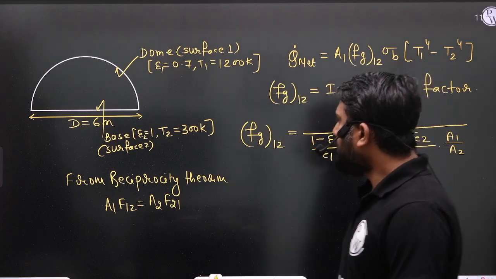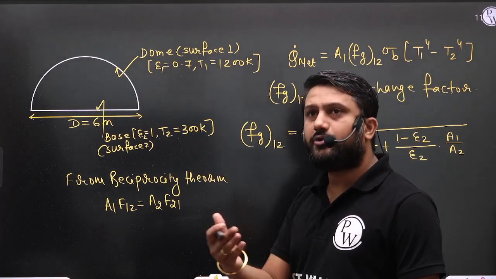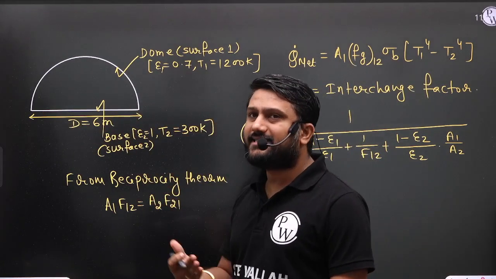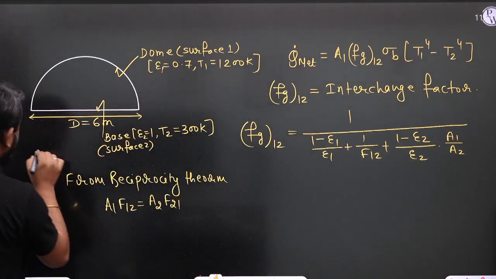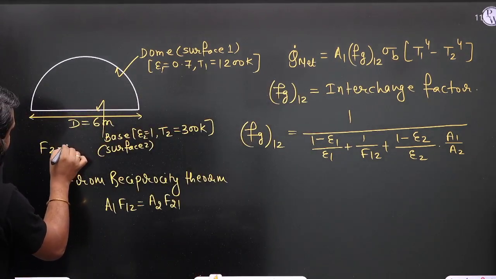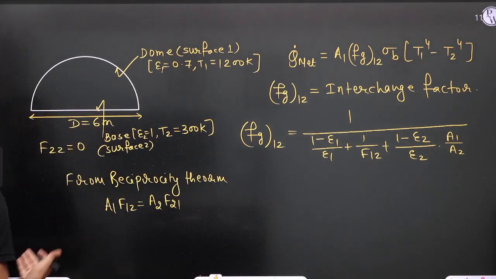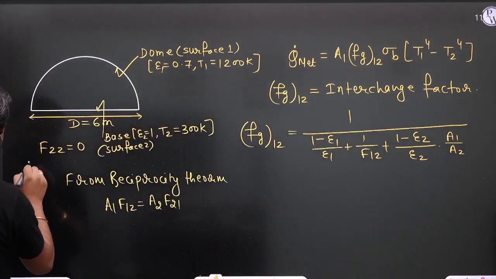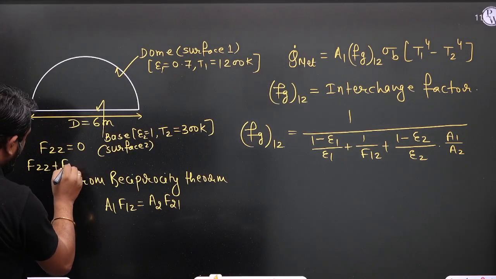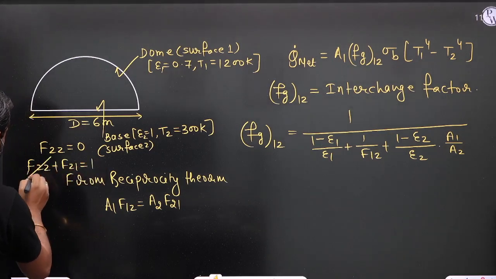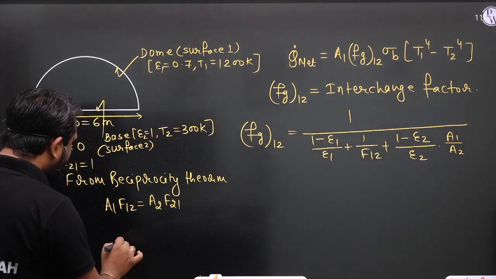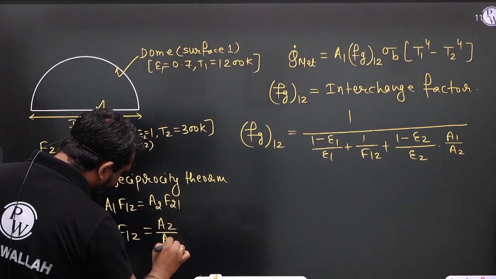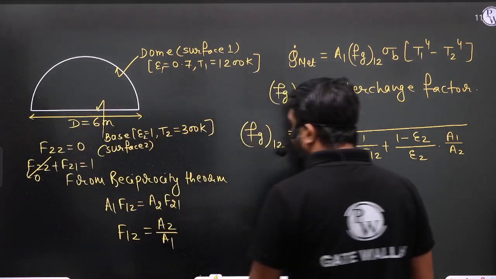Now see, what is the F21? That F21 is equal to 1. Why? Because F22, this is a flat surface. So for the flat surface, F22 is 0. And if you apply the shape factor algebra for surface number 2, we can write F22 plus F21 is equal to 1. So F22 is 0, so F21 is equal to 1. So simply we can write that F12 is equal to A2 by A1.